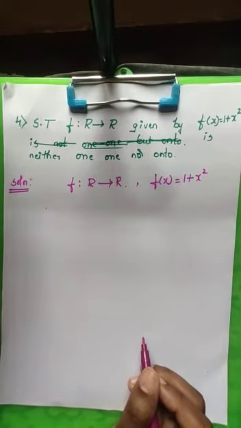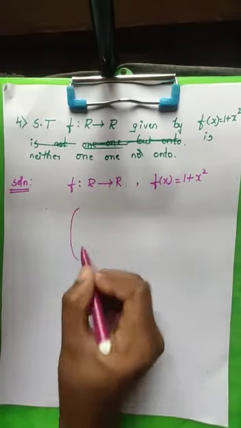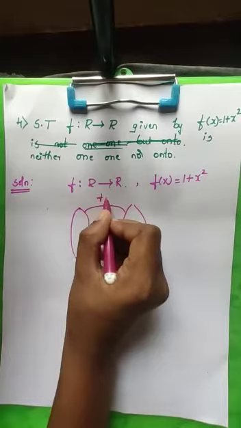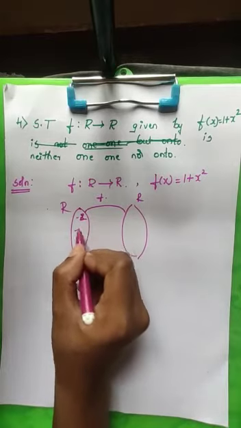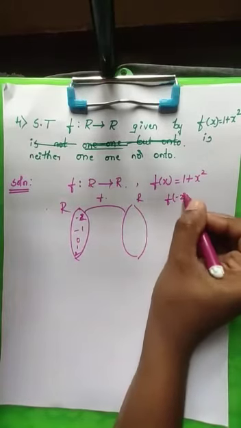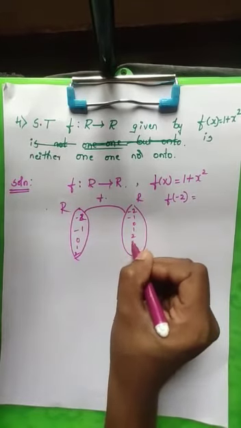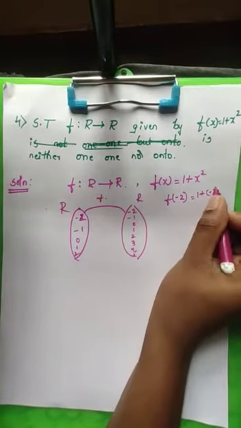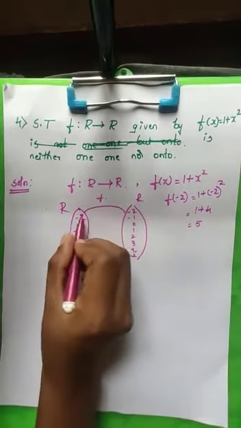So before checking an example which is neither one-one nor onto, we'll see the general mapping. That is, we'll see this diagram and check what kind of numbers it will be. To make things easier, I'll take -2, -1, 0, 1 and 2. Here you'll have -2, -1, 0, 1, 2, 3, 4, 5. What is f of -2? It is 1 plus (-2) square, that is 1 plus 4, which is 5.